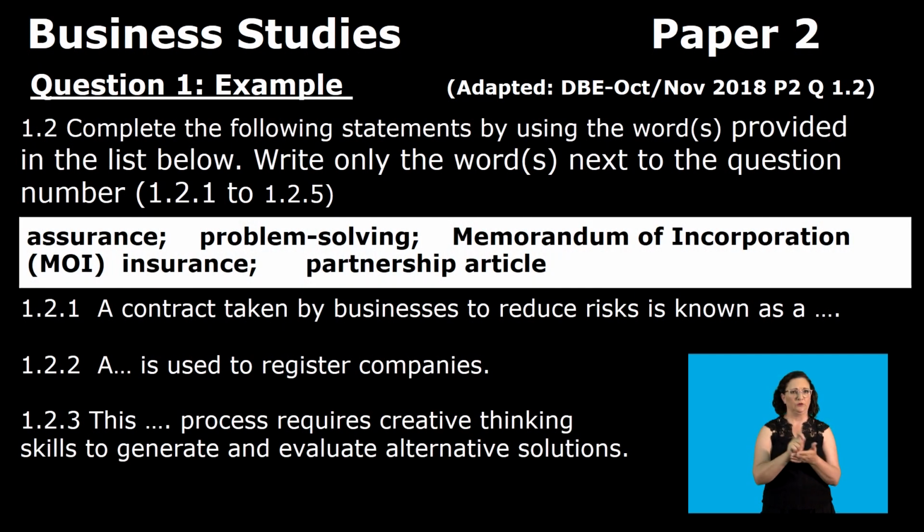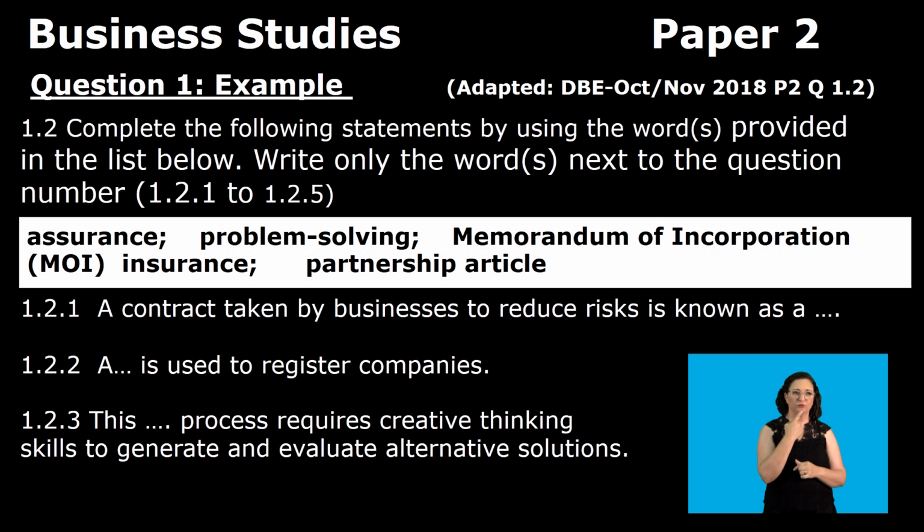Then 1.2, remember we said in 1.2, you just have to complete the following statement by using the words that are provided in the list below. You write only the words next to the question number. So you'll have words given to you in the box. Right, so from these words, and then you read the question. A contract taken by businesses to reduce the risk is known as a. You read the question and then you go to the box, and then in your box you check.